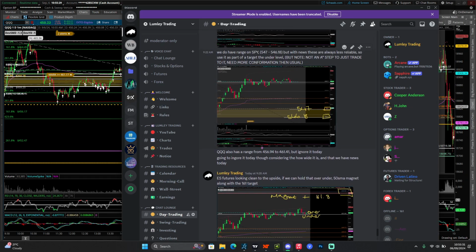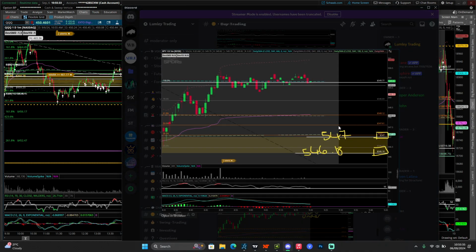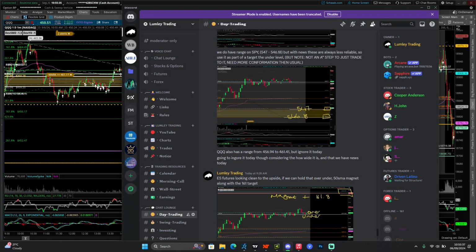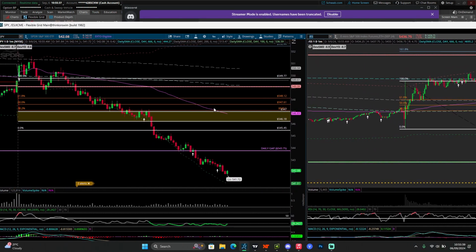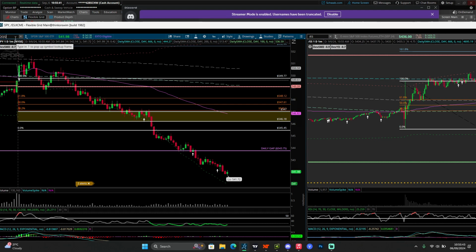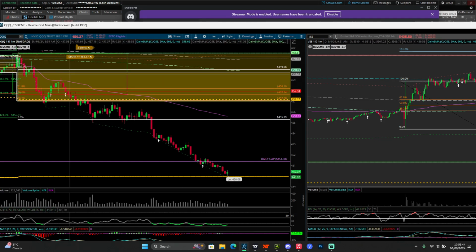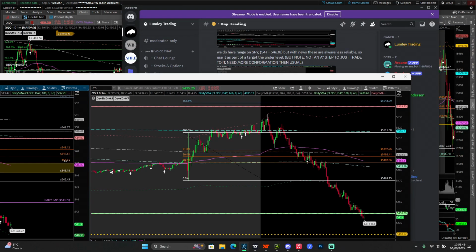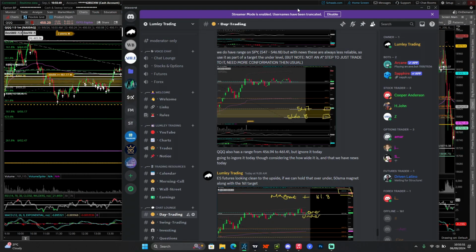We also had a range. We didn't ignore these for today. We provided them, but we're not a massive fan of these on days where we have news. We had the same thing on SPY, we had ranges here. If we go over to QQs, we have the ranges. We don't really care too much for these when we've got data, just because they don't hold up as well. But we will note them if there are any ranges.